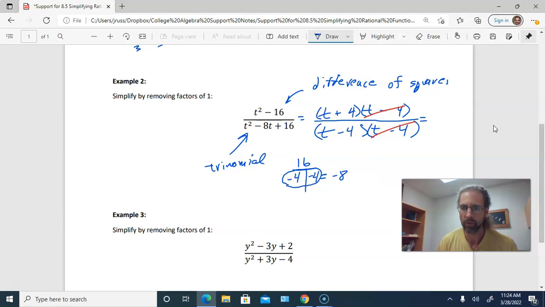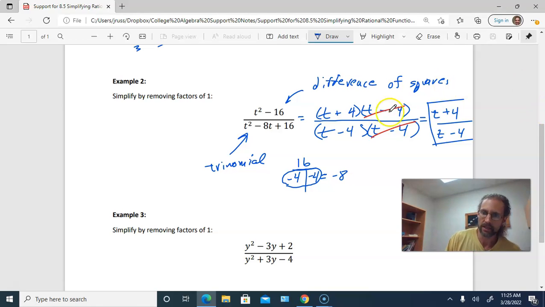then we'll rewrite what we have left, which is just a t plus 4 in the numerator, and then a t minus 4 in the denominator. Okay, so that would be the simplified form of that rational function. You can't divide these because the t's and the 4's are connected here through the addition on top and through the subtraction on bottom.